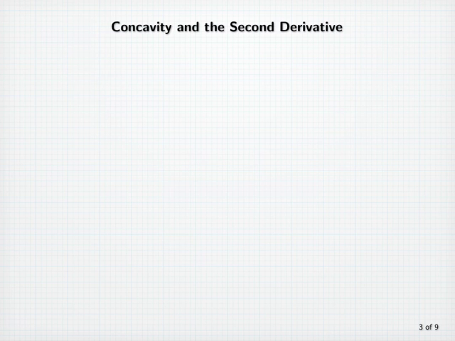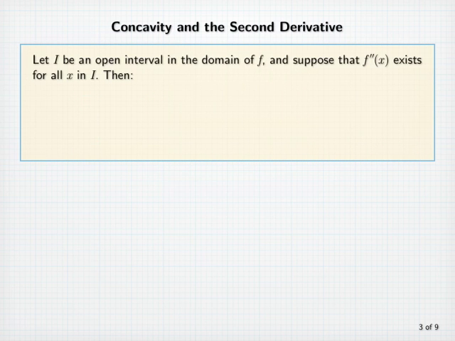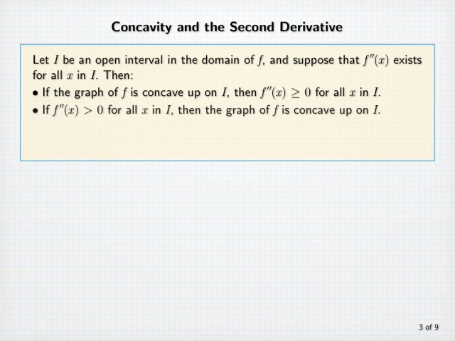Concavity and the second derivative. Let I be an open interval in the domain of f, and suppose that f double prime of x exists for all x in that interval. Then, if the graph of f is concave up on I, then f double prime of x is greater than or equal to 0 for all x in I. If f double prime of x is greater than 0 for all x in I, then the graph of f must be concave up on I.